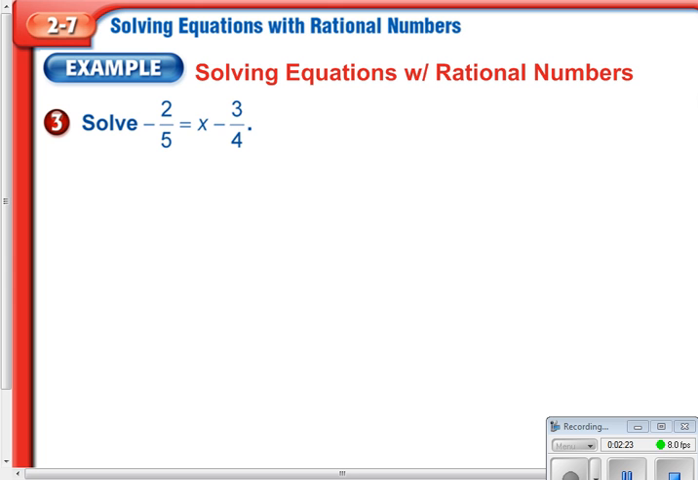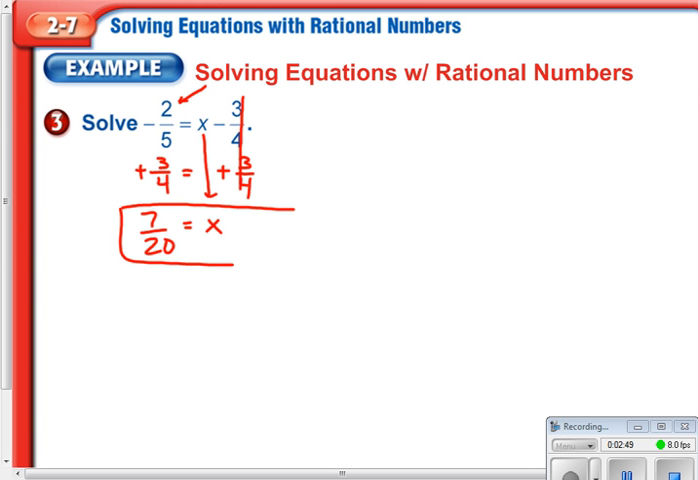Example 3, negative 2/5 equals x minus 3/4. Again, we need to get x alone, so we need to add 3/4 to both sides. Equal sign lines up, x would drop down, those 3/4 would cancel out, and again, we have a negative 2/5. Negative 2/5 plus 3/4 gives us 7/20.